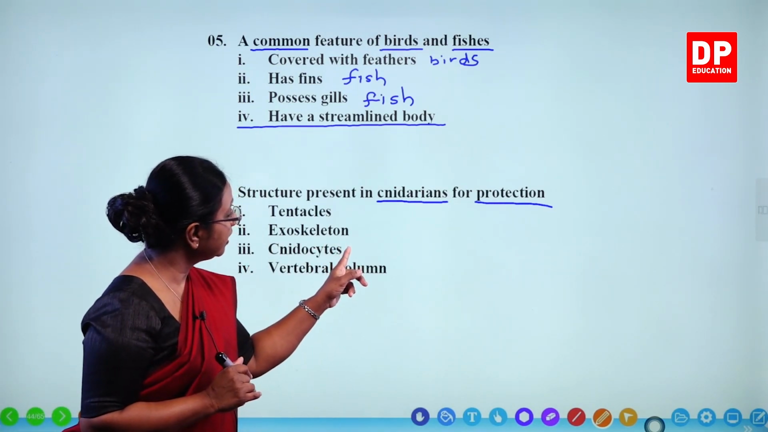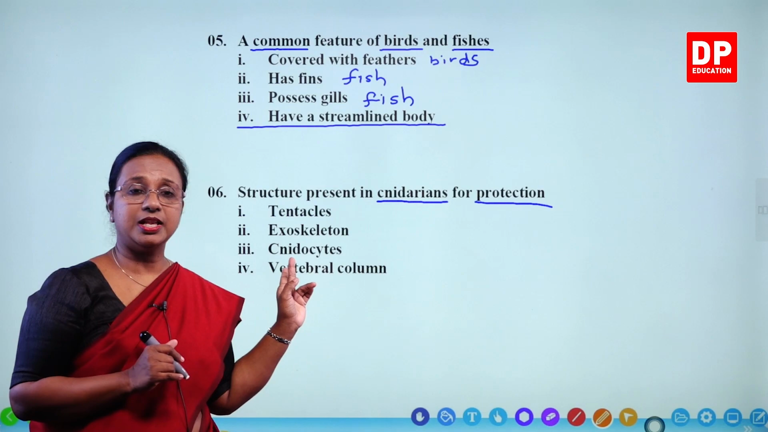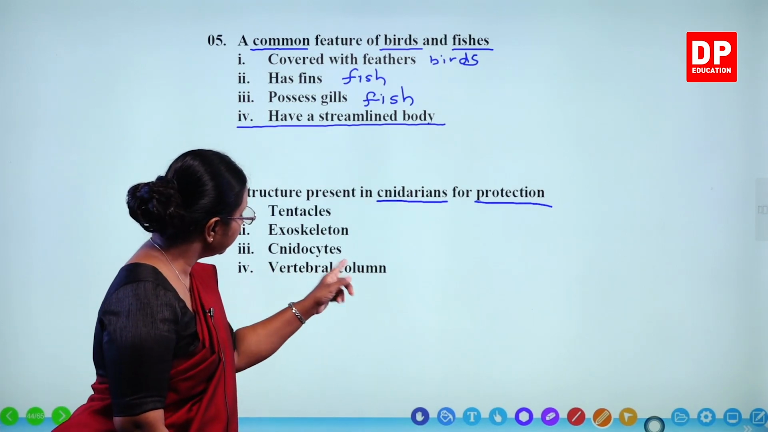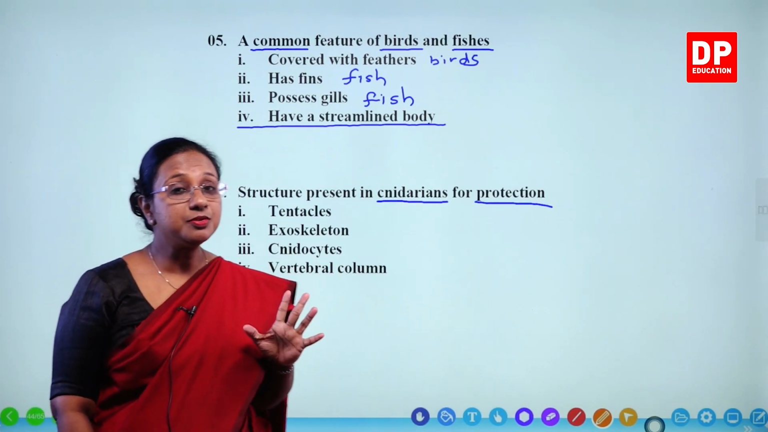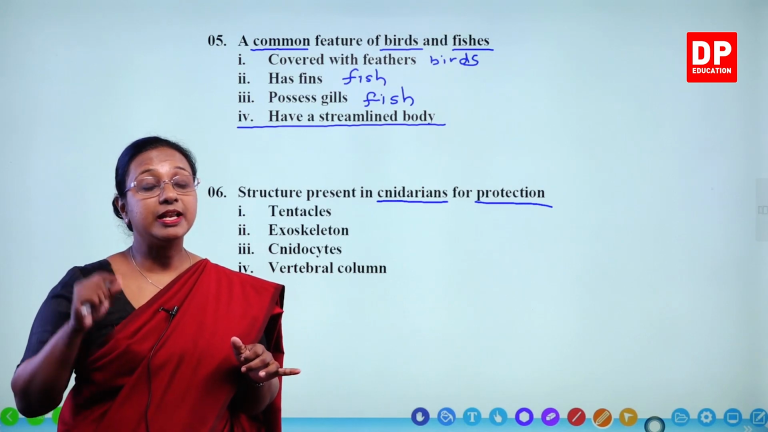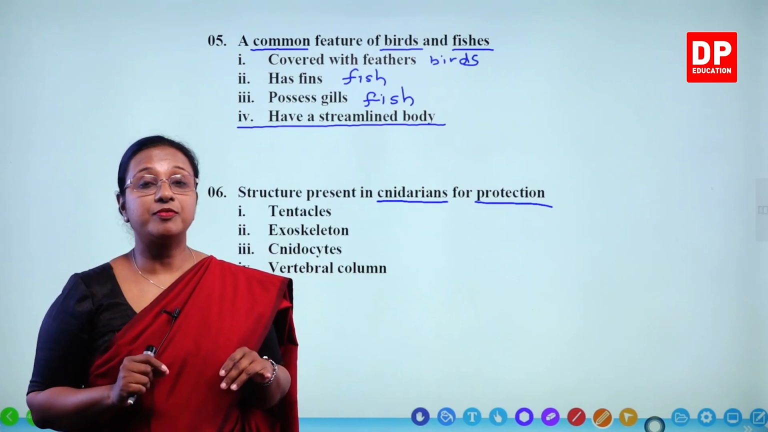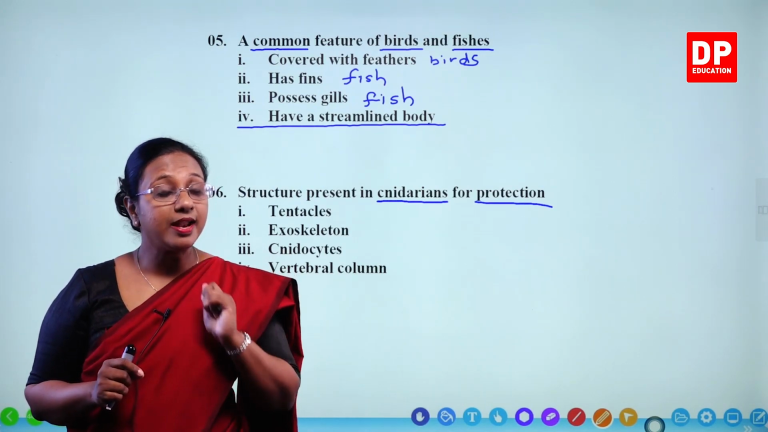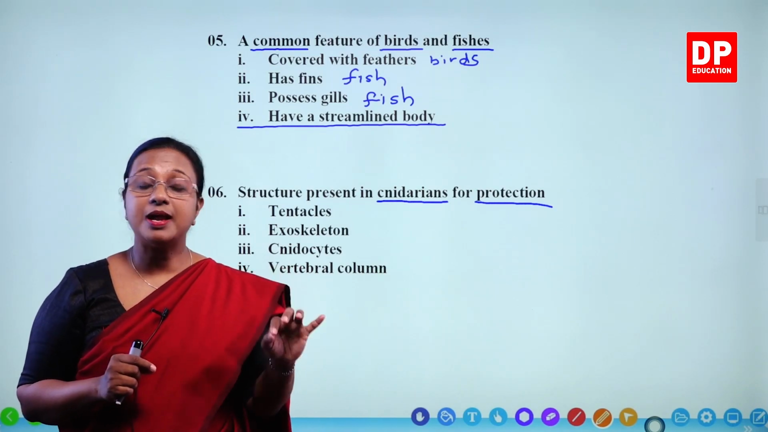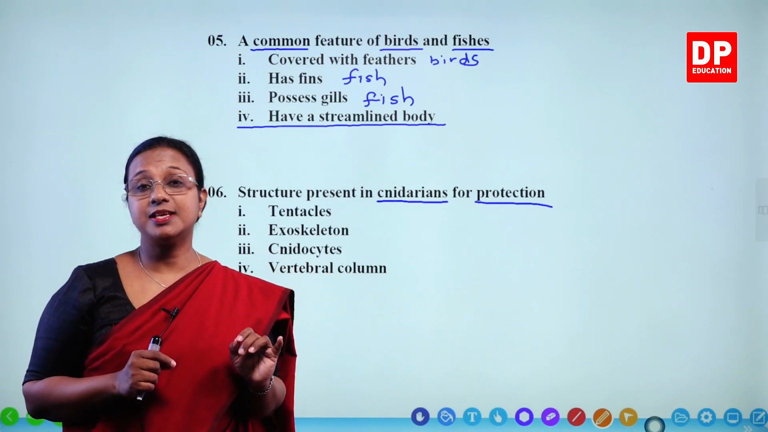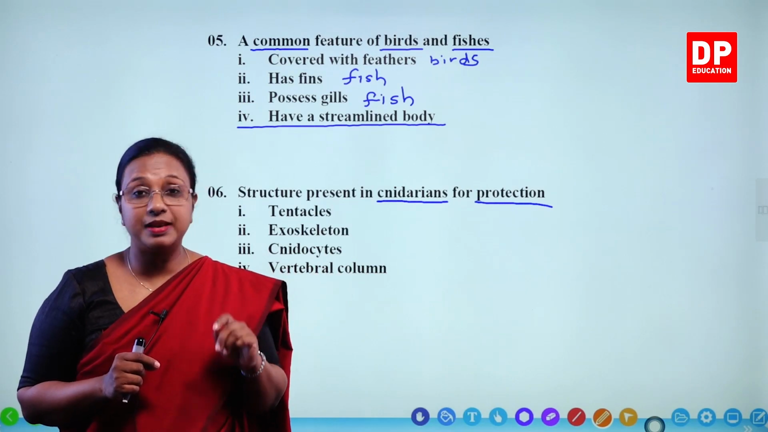Then exoskeleton, they don't have an exoskeleton. So, then they have the cnidocytes. What are the cnidocytes? Those are the organelles present at the tip of the tentacles, and that has two functions. One thing, they secrete the poisonous substance, that is to cripple the prey.